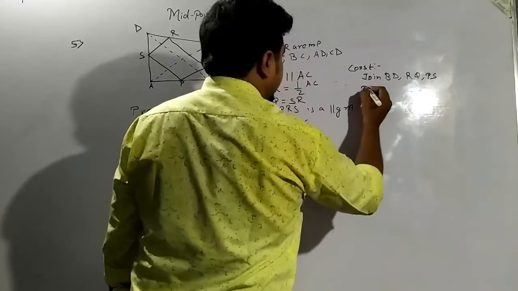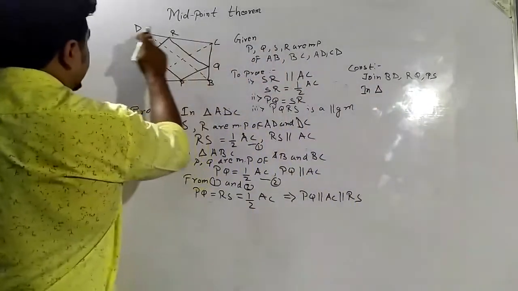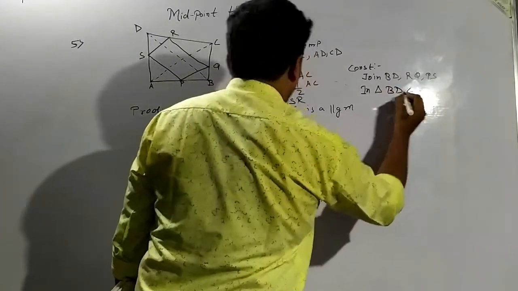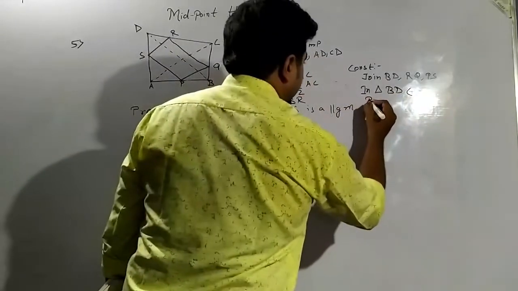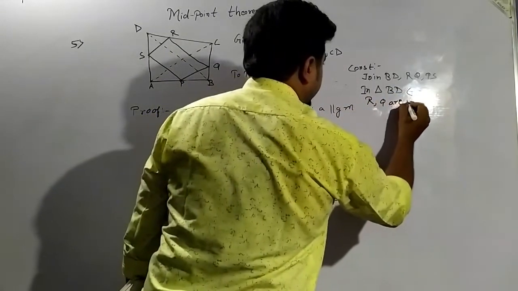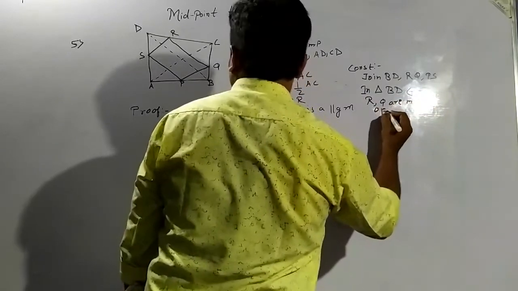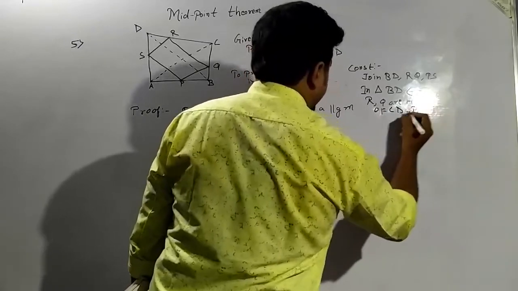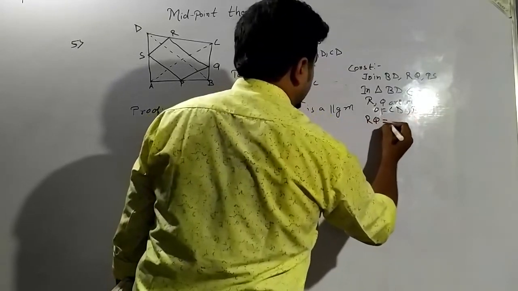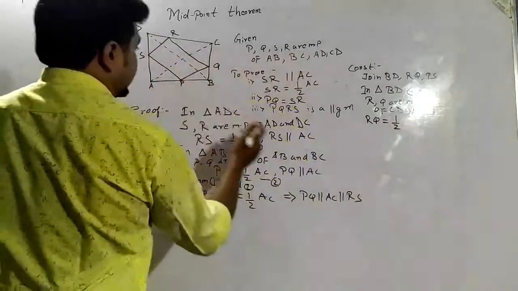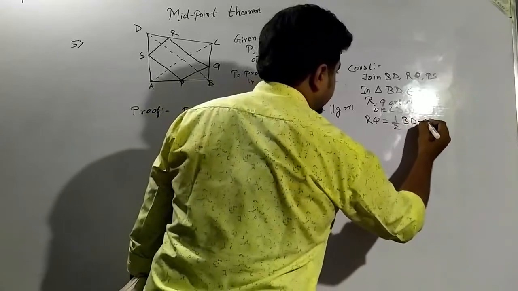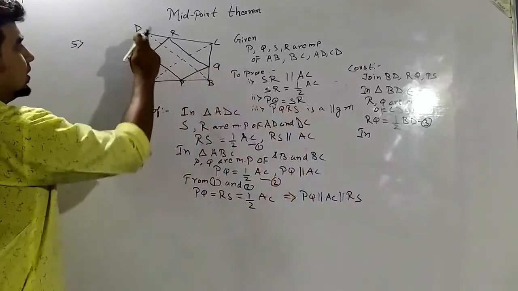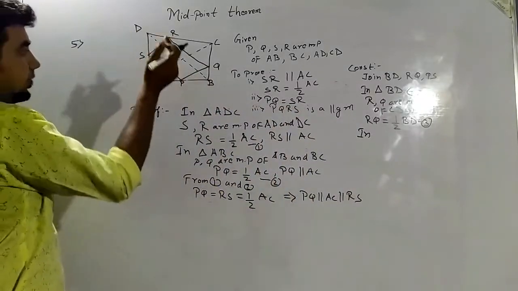Then we are getting one statement in triangle BDC, R, Q are midpoints of CD and BC. That implies we can get RQ is equal to half of BD. RQ we are getting half of BD. This is equation 3. Similarly, I can prove if I will be taking triangle ABD, I can say that PS will be half of BD.